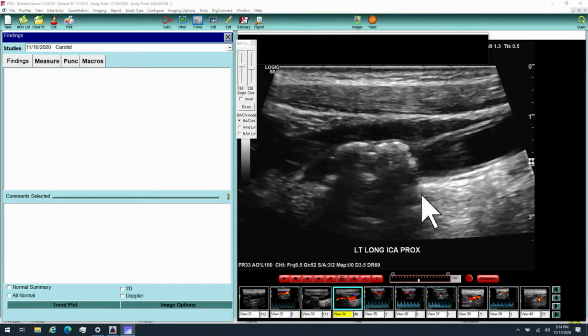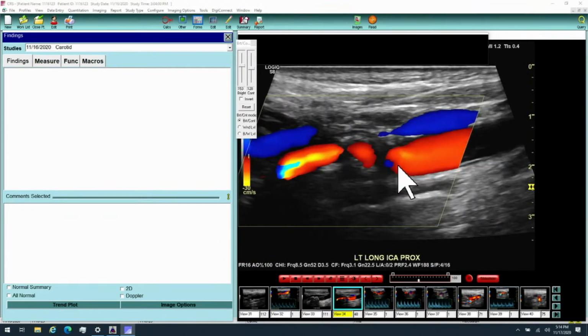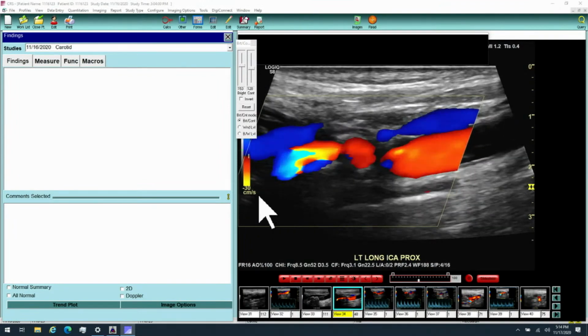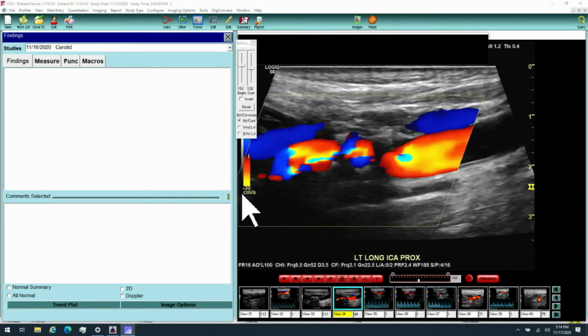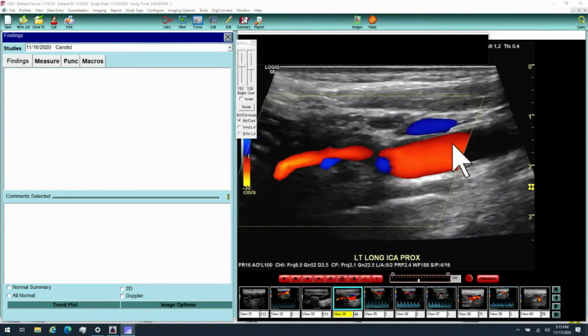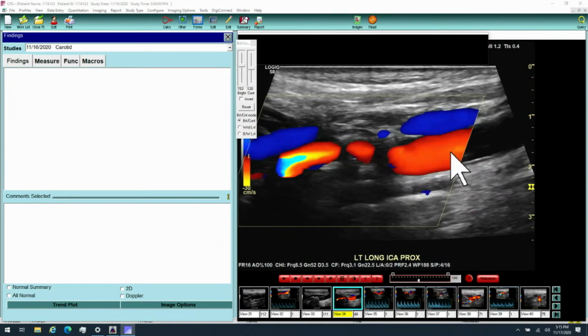Definitely seeing some calcified plaque in the bulb and aliasing. If I had to critique, maybe increase the scale to compensate for the increased velocities from the compensatory flow so that you can maybe single out some stenosis in the bulb. Otherwise, everything here seems to be stenotic with this scale.